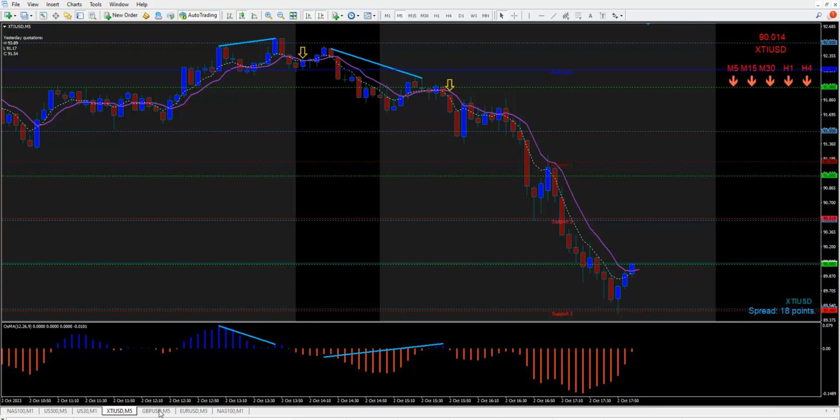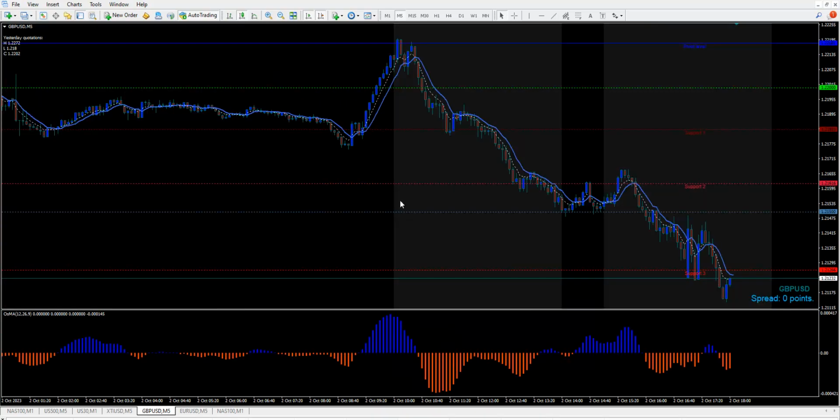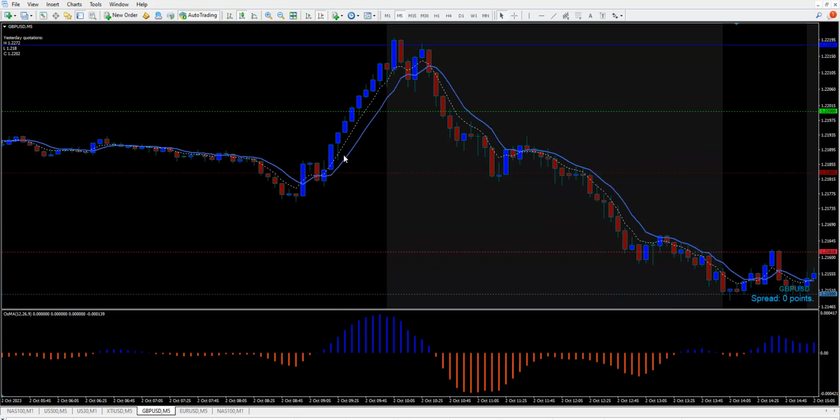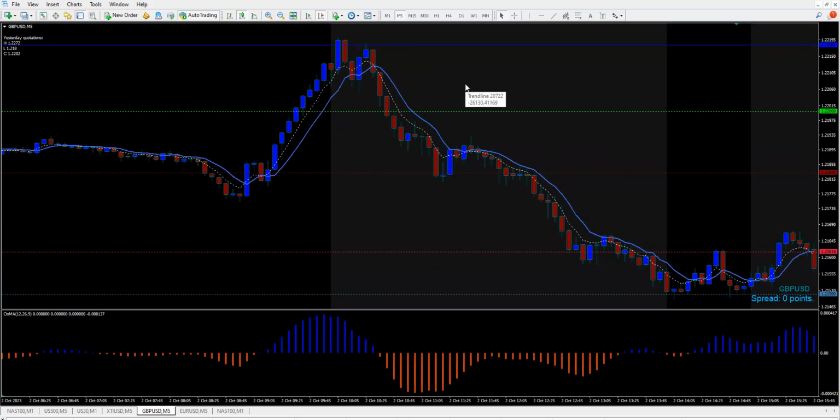Okay, let's look at the pound. We just made new lows. Look at this. What's this line up here? It's the main pivot of the day. Just want to show you this trade up here in the UK session. This is the open of the UK. Okay, this is a double top.